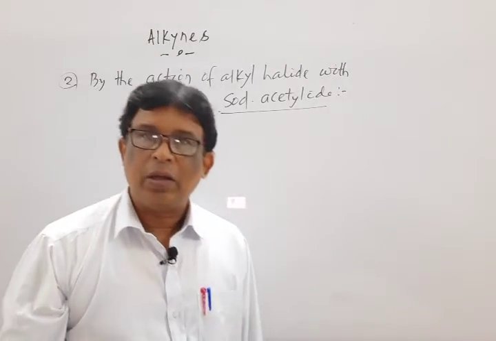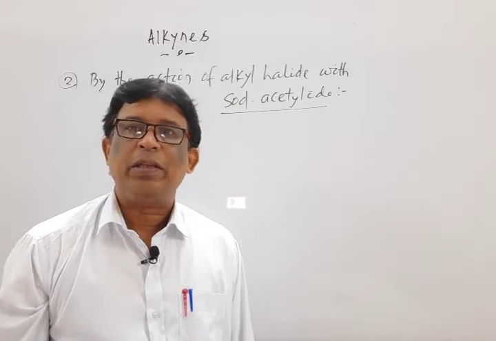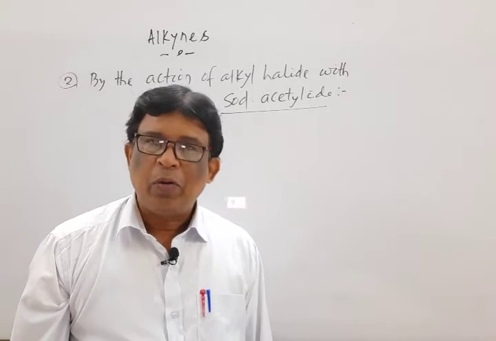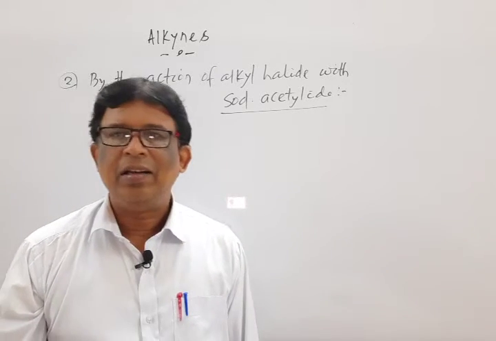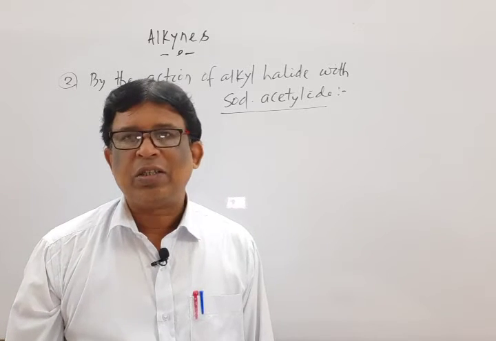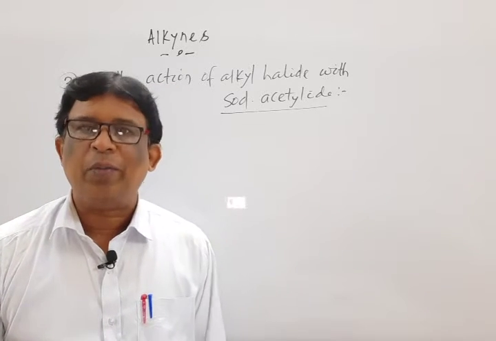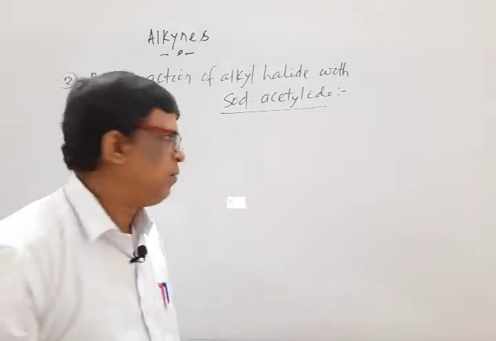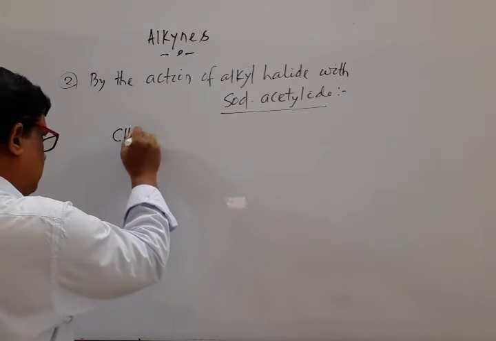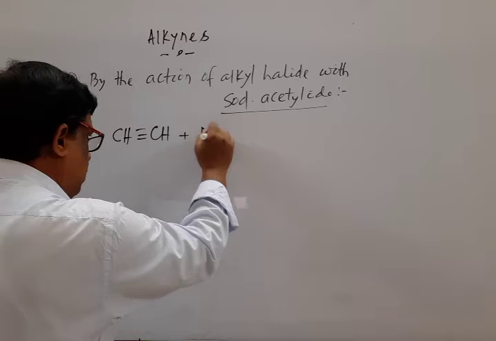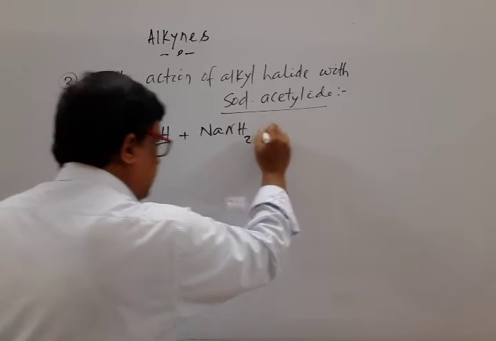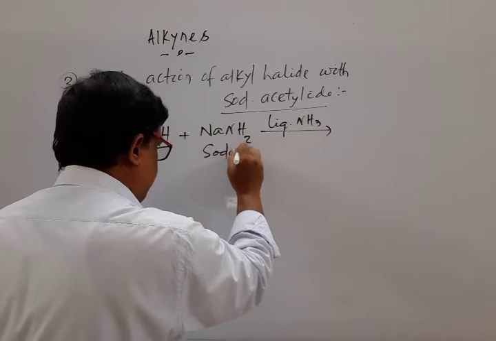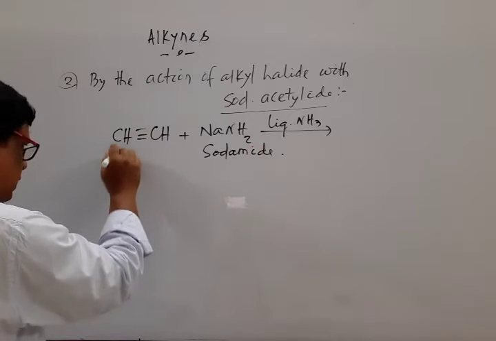This one is for the preparation of higher members of this family. So it is of two steps. In the first step, we have to prepare sodium acetylide. Then sodium acetylide reacts with alkyl halide to form higher member of alkyne. Okay. So first mark the equation, then we write the statement. So first, acetylene is treated with sodamide in presence of liquid ammonia. It is known as sodamide. It is acetylene.